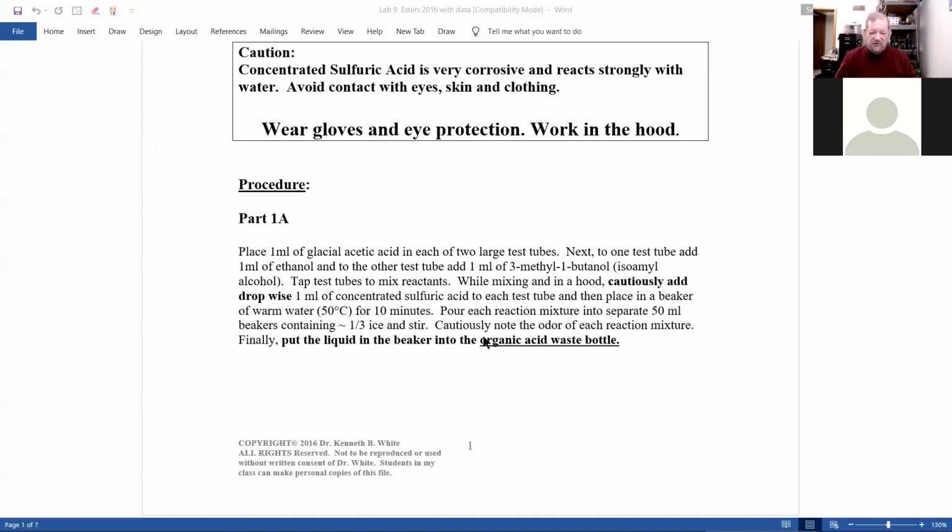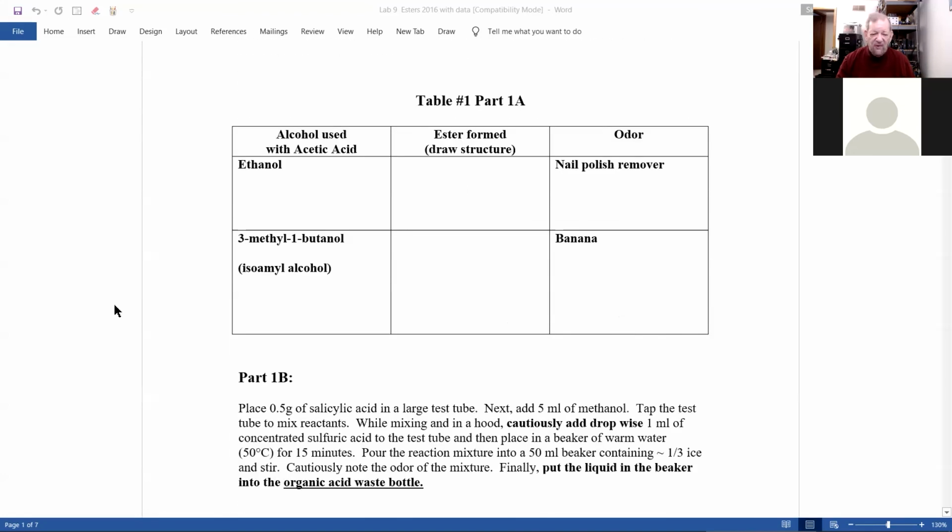Never stick your nose in a beaker. 1, there's acid in there, dangerous. And 2, you don't know what kind of vapors are there when you smell it. And you do the same thing for the second test tube with the 3-methyl-1-butanol, isoamyl alcohol, and you write down what it smells like.